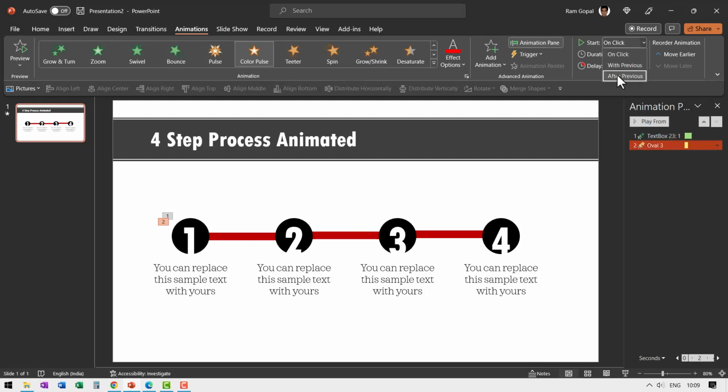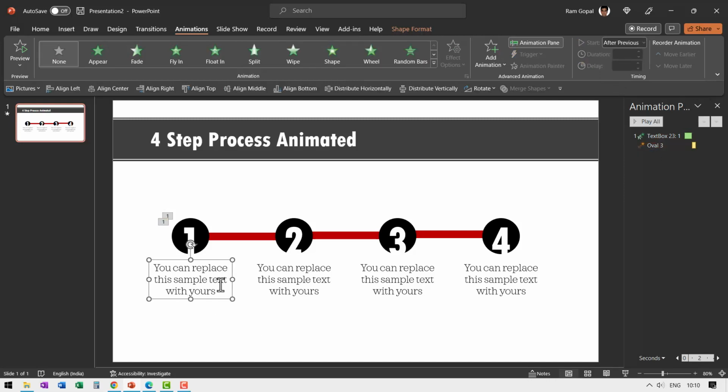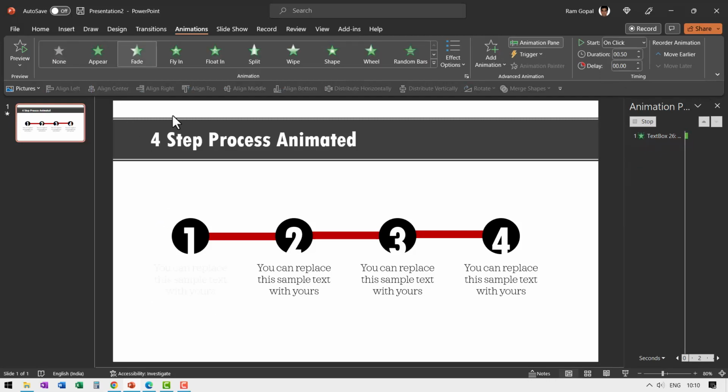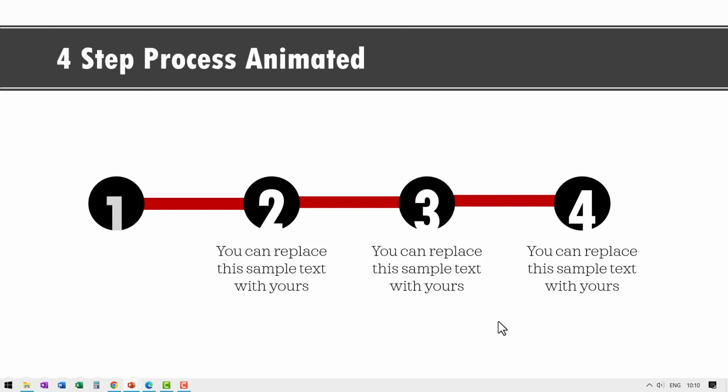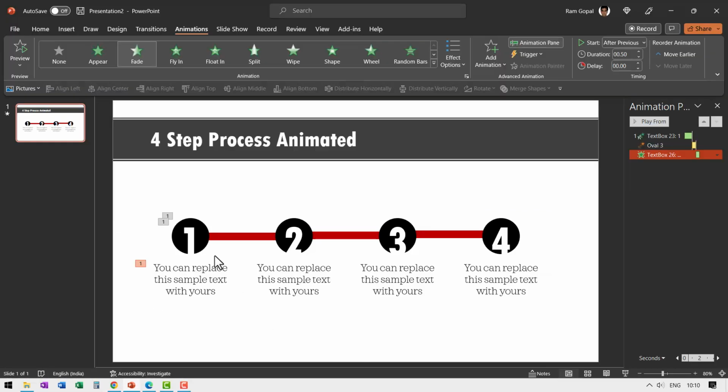Now this happens after previous. And right after that, we are going to reveal the text underneath. So let us have this as a simple fade in animation, and this happens after previous. So when I go to slideshow, you can see the number 1 is revealed and we have the text shown. Beautiful.